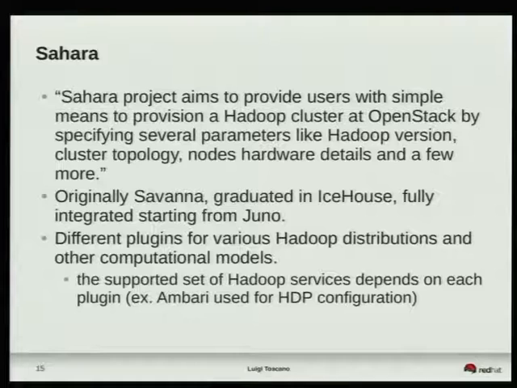For example, I mentioned it before, Ambari, which is used for provisioning Hadoop clusters. And in fact, the HDP ships Ambari. And the Sahara plugin for HDP relies a lot on Ambari to do the provisioning. So it's just a thin layer over Ambari.